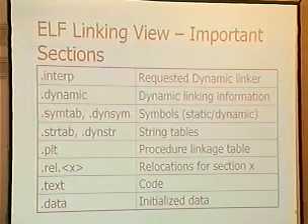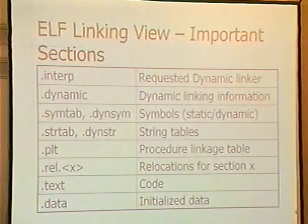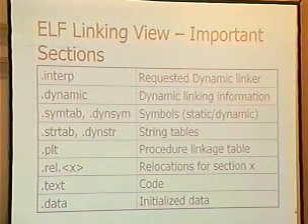And finally, the simplest and the most obvious sections are the .text section, which contains all of the code for the executable, the actual machine code, and the data section, which contains pre-initialized data. And then we have the data section, as I said, which contains the initialized data.